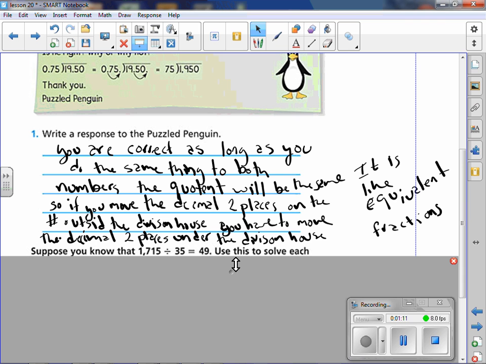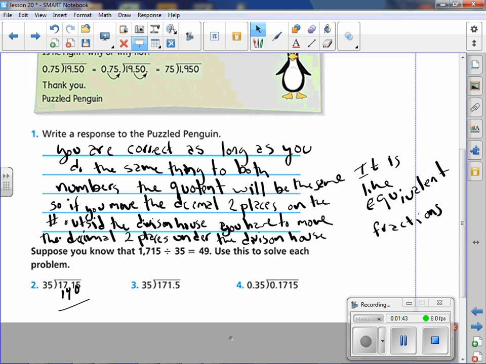As long as you do the same thing to both numbers, the quotient will be the same. So if you move the decimal 2 places on the number outside the division house, you have to move the decimal 2 places under the division house as well. So both numbers, as long as you do the same thing to them, you're keeping it equal. It's like the equivalent fractions that we've worked with. Remember our rule: if you do one thing to the denominator, you have to do it to the numerator. If you do something to the numerator, you have to do it to the denominator, and so on. It's the same thing here. Whatever I do, I have to be doing the same thing.